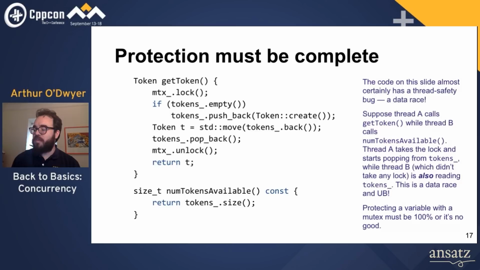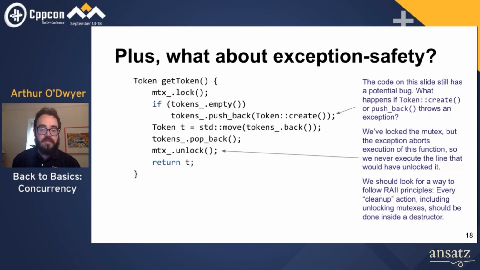We also have a problem here with exception safety, right? Because there is a potential bug here. If token create or pushback throws an exception, we have a bug. We have locked the mutex, but we never call unlock, because exceptions, when they're thrown, abort the execution of the function. So we should look for a way here. Anytime we have a resource, we should look for a way to follow RAII principles. Every cleanup action, freeing resources, freeing heap allocated pointers, or unlocking mutexes, should always be done inside a destructor.